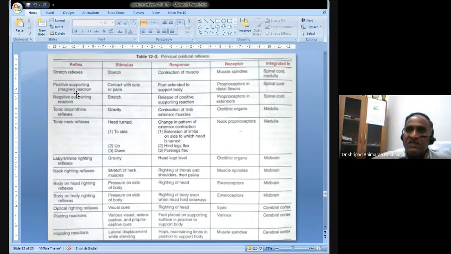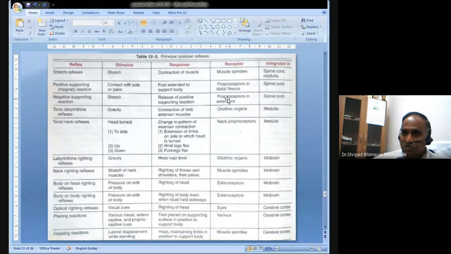Now, this is a table I had taken from Ganong. I want you to read this table today. Day after tomorrow, I will continue with the righting reflexes, because sometimes the righting reflexes may be a full question. I want to go into a little more detail with the righting reflexes with examples. I will come back to you on Friday with the righting reflexes. But this table gives you all the postural reflexes.